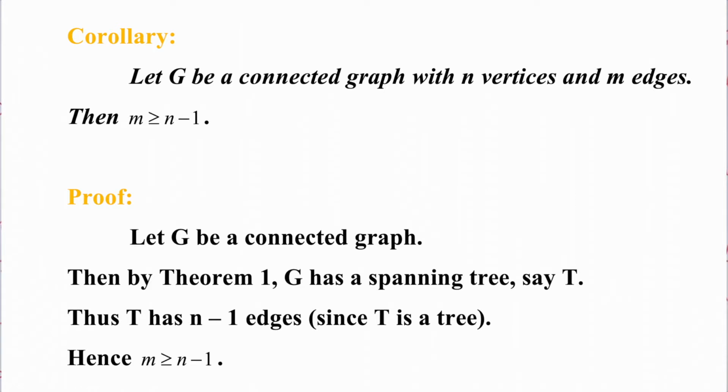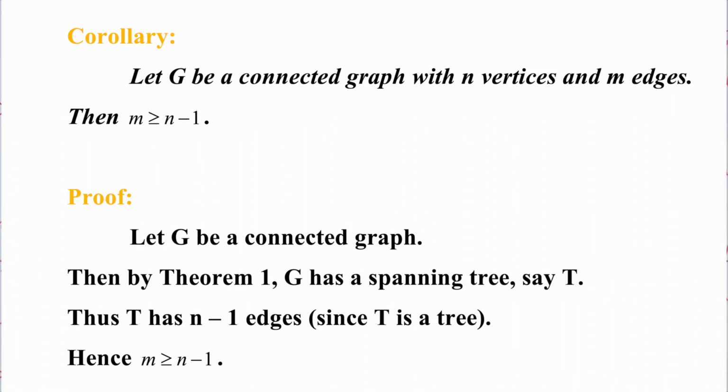Suppose G is a connected graph with n vertices and m edges, then m is greater than or equal to n minus 1. So, m is the number of edges and n is the number of vertices. Then we say that the number of edges in the graph is greater than or equal to n minus 1. That is the corollary that we are going to study now.